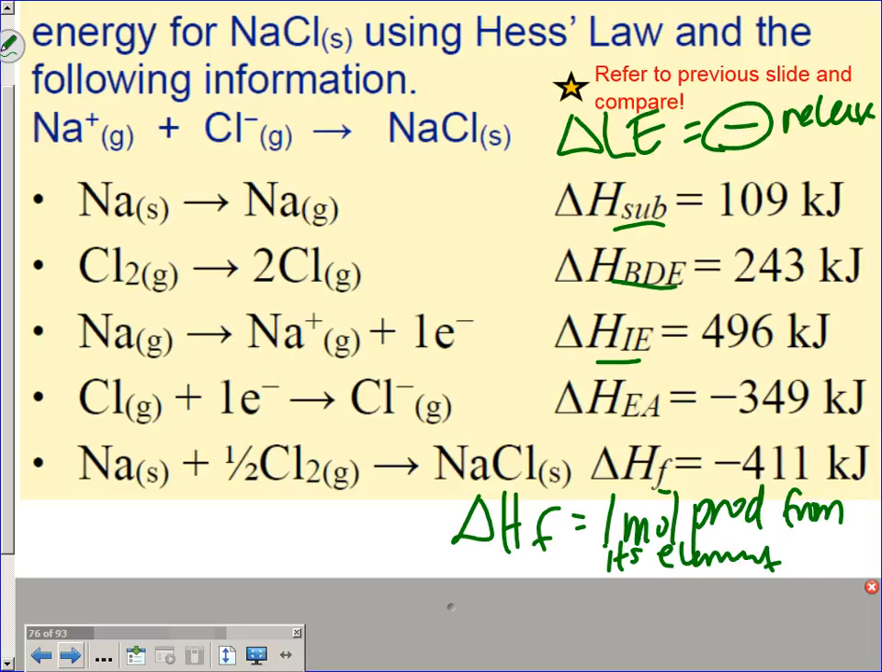Sodium in its standard state is sodium solid, right? Chlorine in its standard state is chlorine diatomic gas. So you'll notice that these look different than what they were before. But this is the solid sodium chloride forming, and that's a definition from the delta H work we did back in thermodynamics.